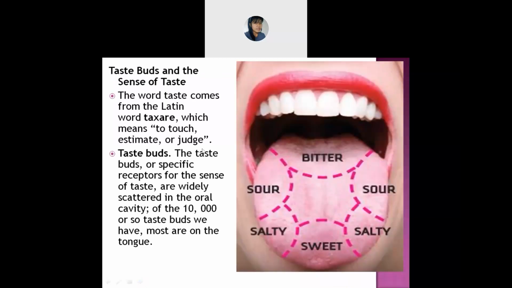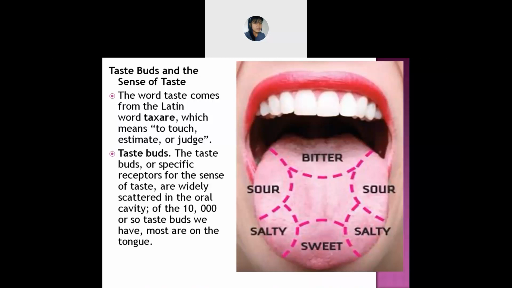Okay, so next is the tongue. With the help of the tongue, what can you sense? Taste. Yes, whether it's tasty or not. All right, so in the tongue, what will you find? You will find the taste buds.